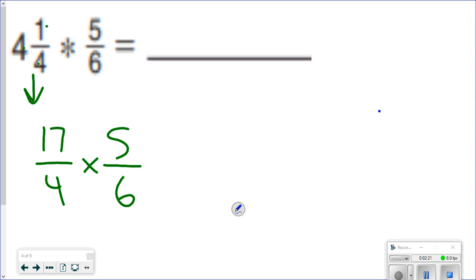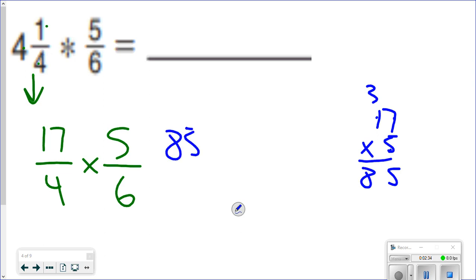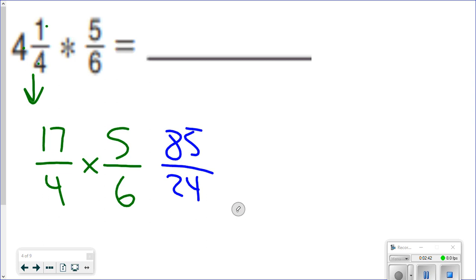17 times 5. I'm going to have to work this out on some scratch paper here. 7 times 5 is 35. 5 times 1 is 5 plus 3 is 8. So this is 85 over 4 times 6 is 24. Now you've got to see how many 24s can go into 85. Well, I know 2 24s is 48.